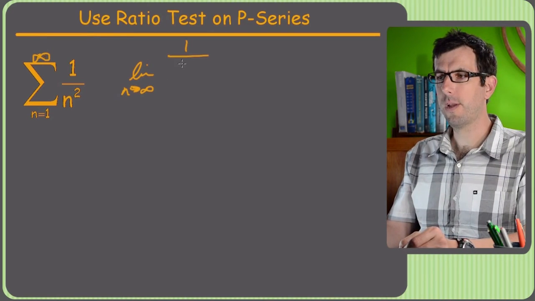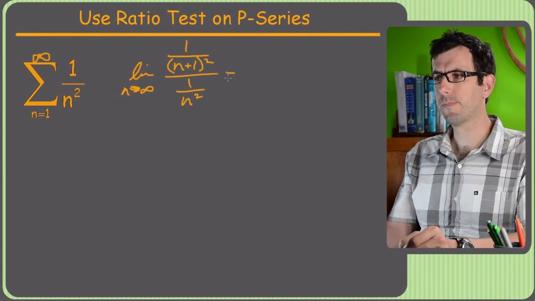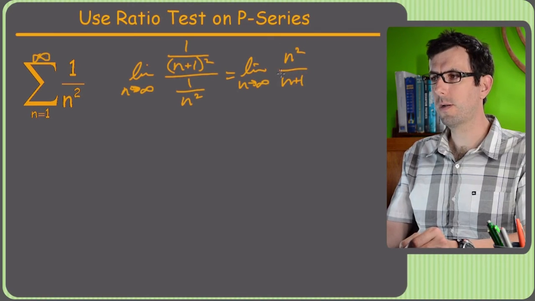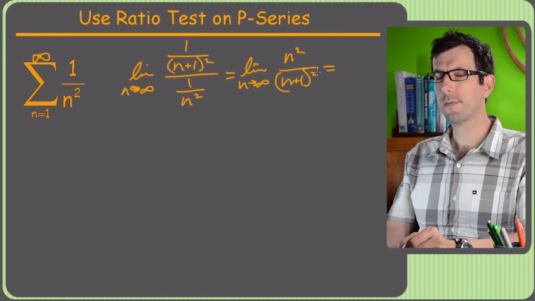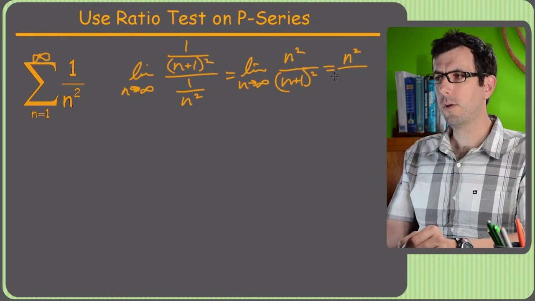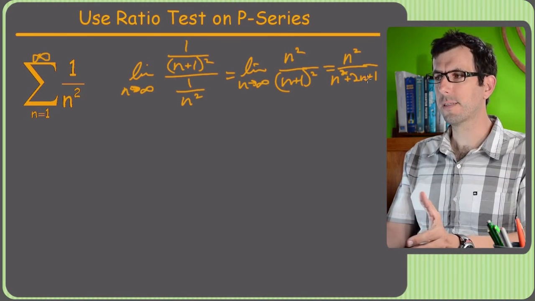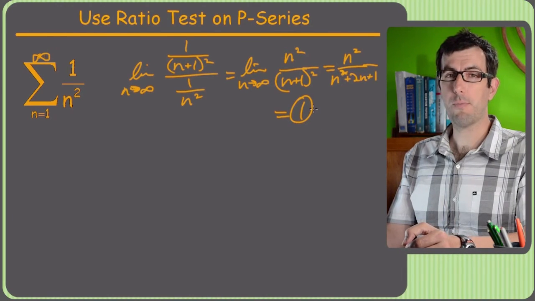So I've got 1 over n plus 1 squared over 1 over n squared. So if you invert and multiply, you get n squared over n plus 1 squared. And interestingly, oh, wait a minute. All right, so if I FOIL this out, I've got n squared over n squared plus 2n plus 1. What's the problem there? Well, no matter how you look at this, do L'Hopital's whatever, this limit equals 1. So is that a problem?